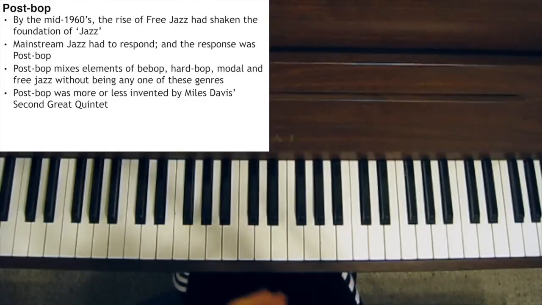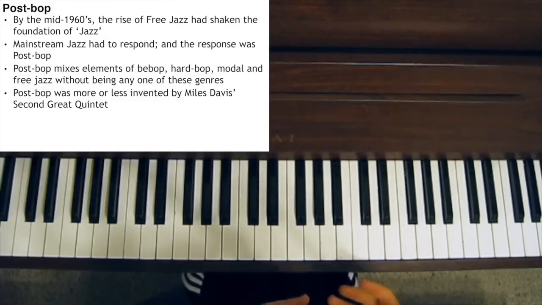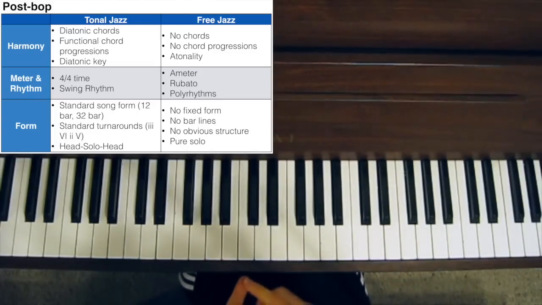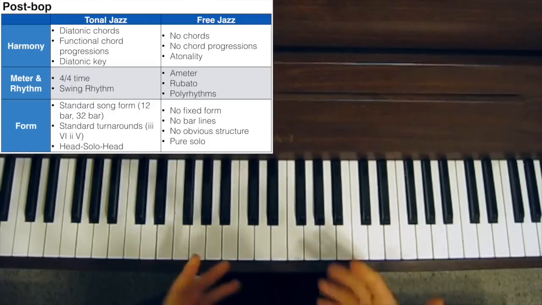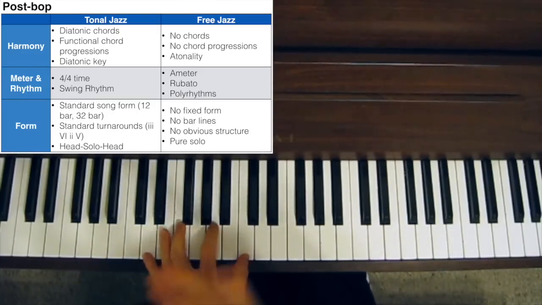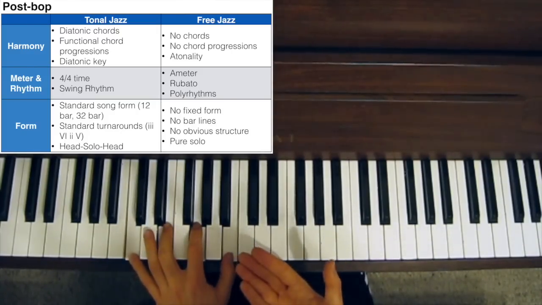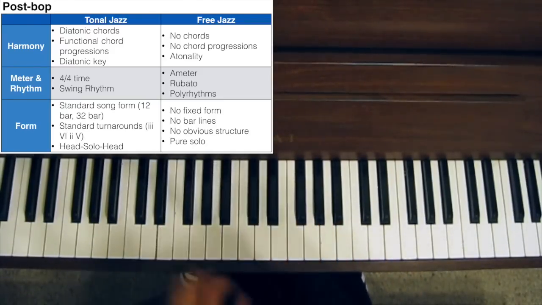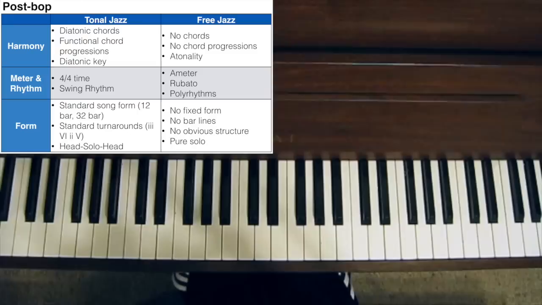Now, I've got a separate video on free jazz which you can watch, but essentially free jazz was a reaction to traditional tonal jazz like bebop. So traditional tonal jazz used diatonic chords, functional chord progressions, and was in a diatonic key. So you had chord progressions like a 2-5-1 in a particular key that used diatonic chords all from one particular key, and the dominant generally led down to the tonic chord. Traditional jazz was also generally in 4/4 time and with a swing rhythm.